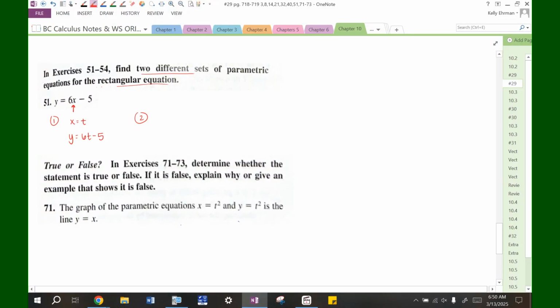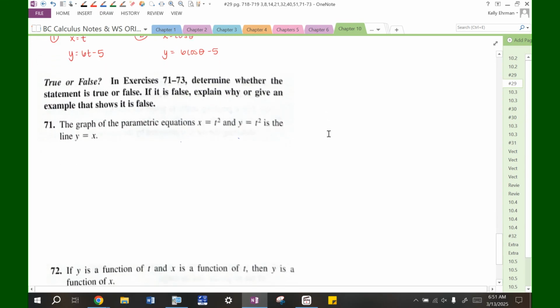Another thing that we've been doing pretty commonly is x could be equal to either sine or cosine, so I think I chose cosine theta. And then y could still be, instead of 6x minus 5, 6 cosine theta minus 5. So those are kind of silly examples. I'm sure there are more complicated examples, but again, none of this stuff is what we're going to be required to do for the AP test. We're going to be building on these skills. We're just getting familiar with working with these parametric equations.